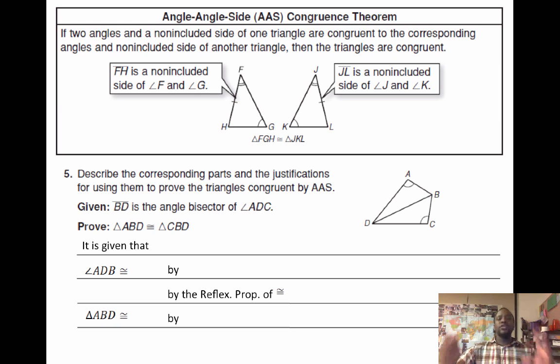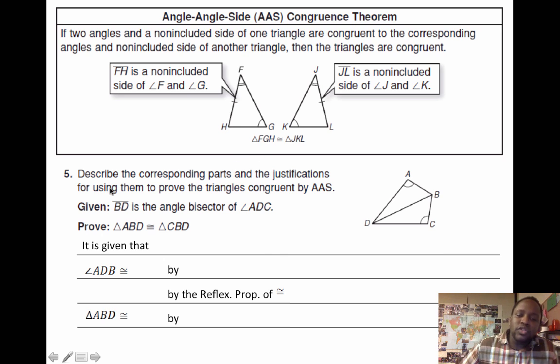So, the angle, angle, side congruence theorem. This is where you're going to write it down. If 2 angles and a non-included side of one triangle are congruent to the corresponding angles and non-included side of another triangle, then the triangles are congruent. So here we have an angle, and a side. An angle, and a side. So these 2 angles are congruent, these 2 angles are congruent, these 2 sides are congruent. So therefore we know that the triangles are congruent.